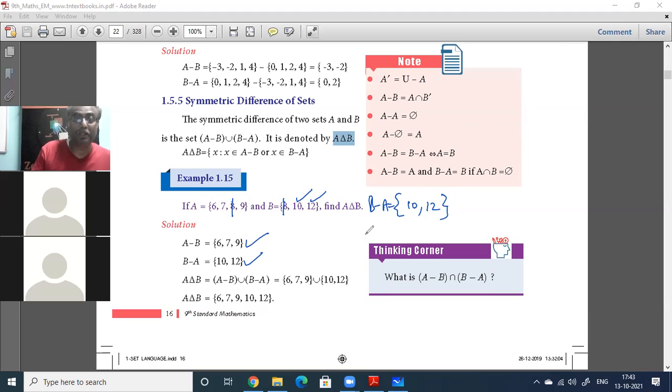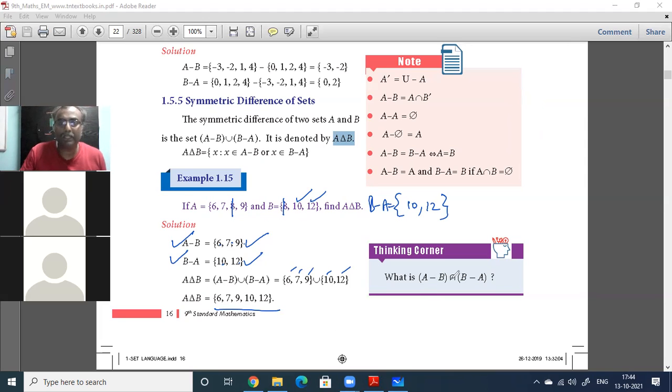Now what you have to do? You have to take the union of both these sets. Union of this set and this set. So 6, 7, 9, 10, 12, because there is nothing common. Everything will come. So A delta B will be 6, 7, 9, 10, and 12. That is what A delta B, or A symmetric difference B, is.